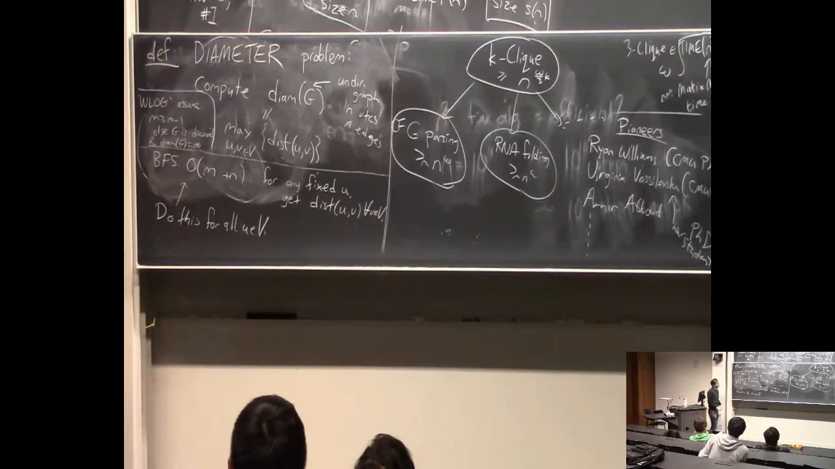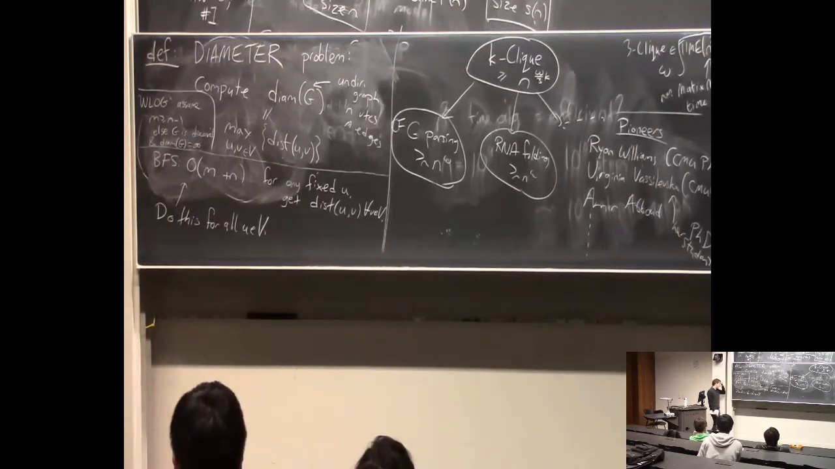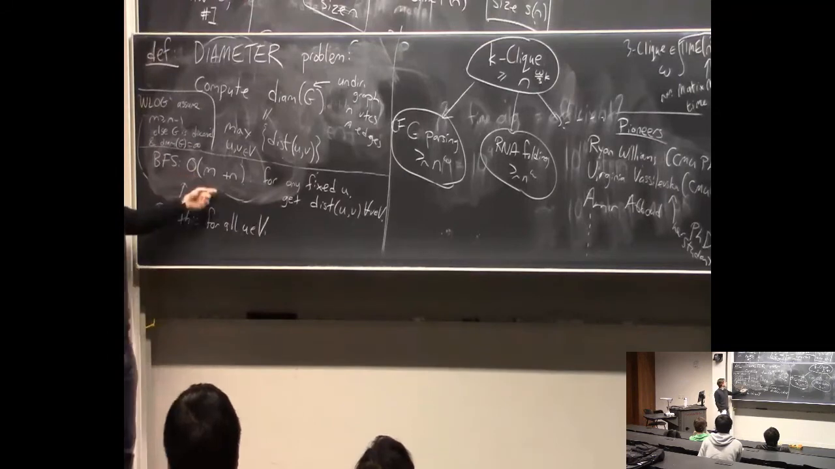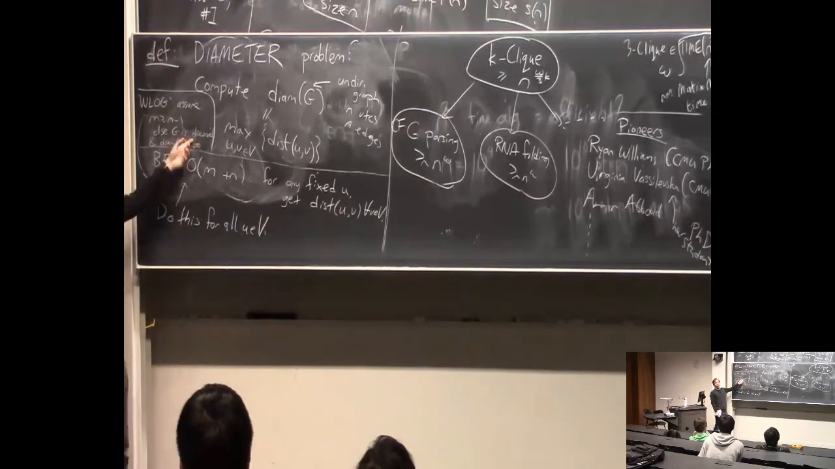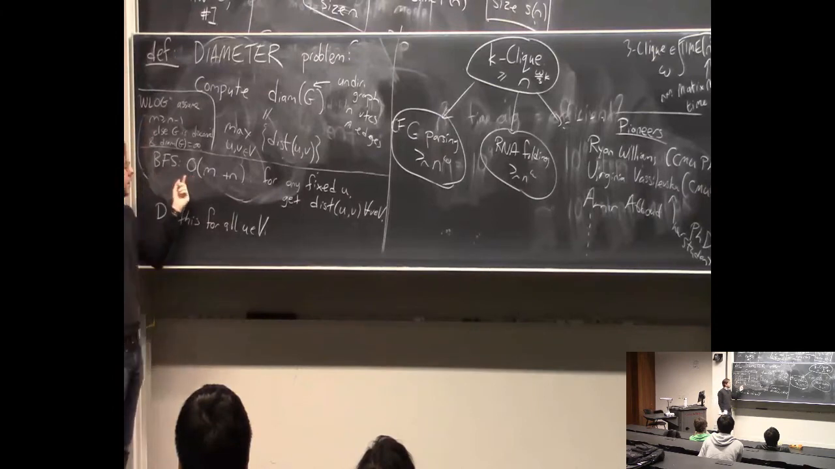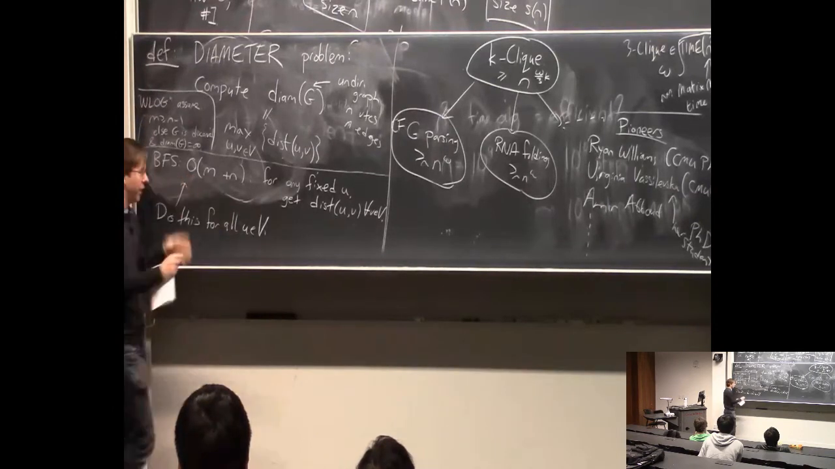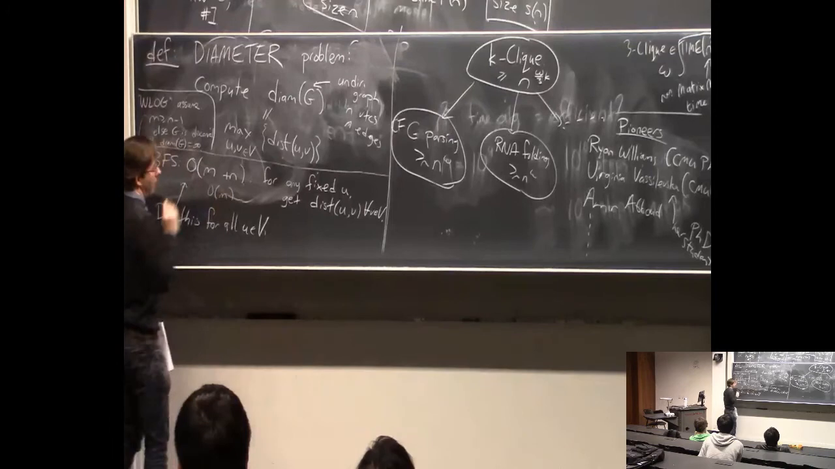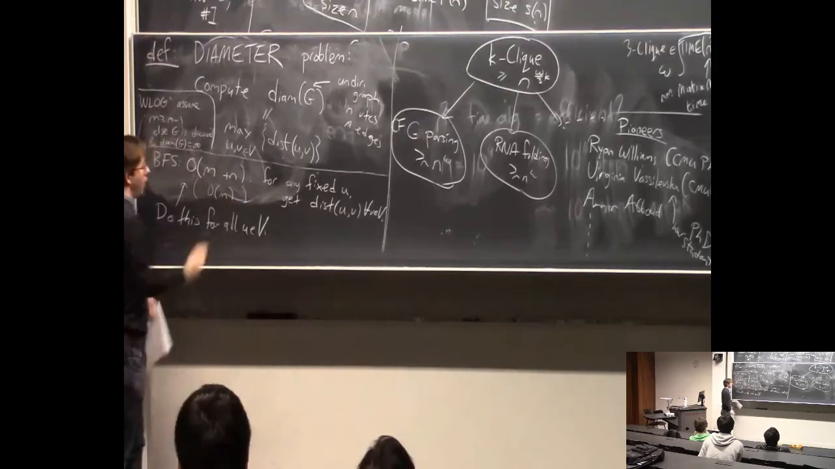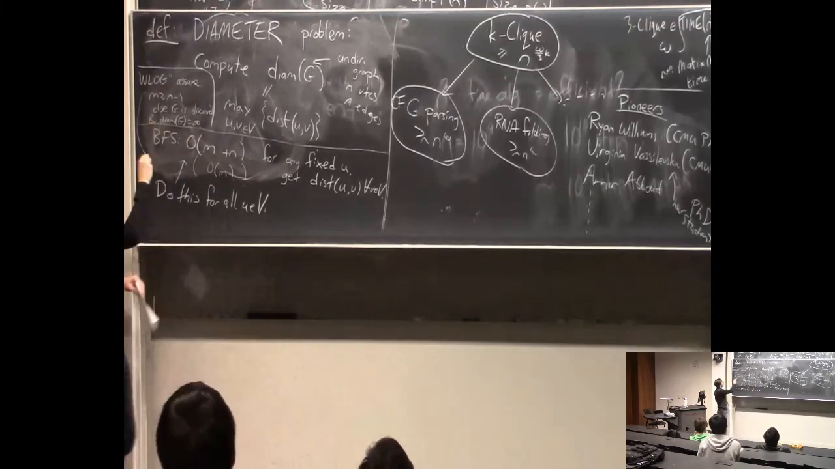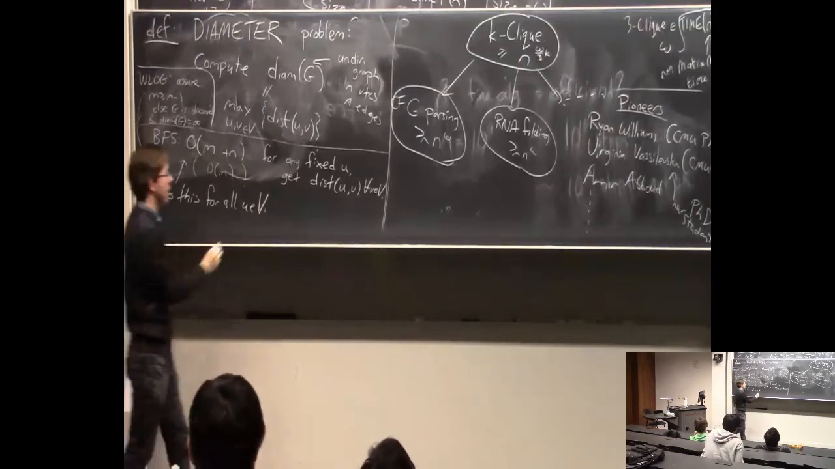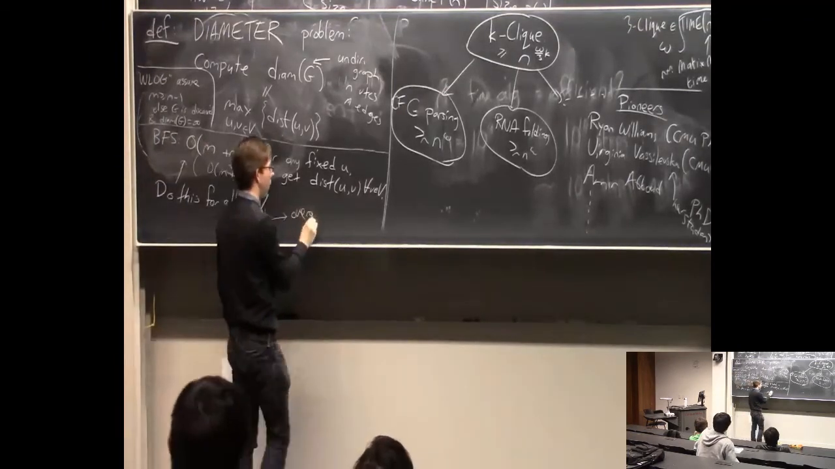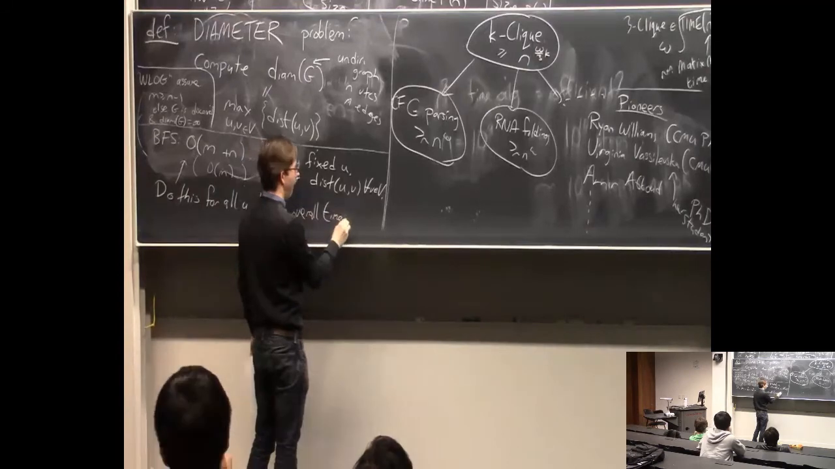OK, so any algorithm can first check if the graph is connected, which takes order m plus n time. And if it's not, then it outputs infinity. Otherwise, it has a real problem to worry about. And therefore, we can basically assume m is at least n. And therefore, instead of having to write order m plus n, we can just write order m. So this overall time, under this assumption, is order mn.